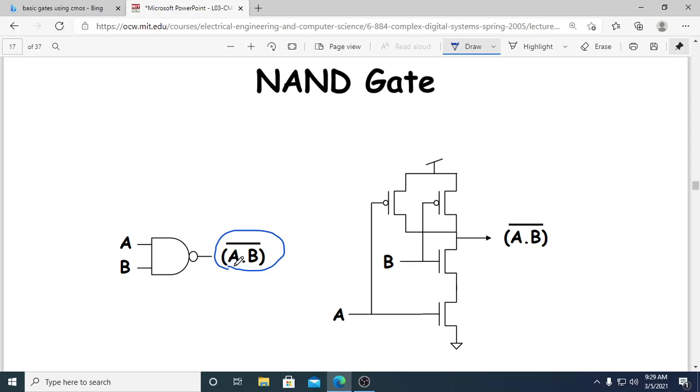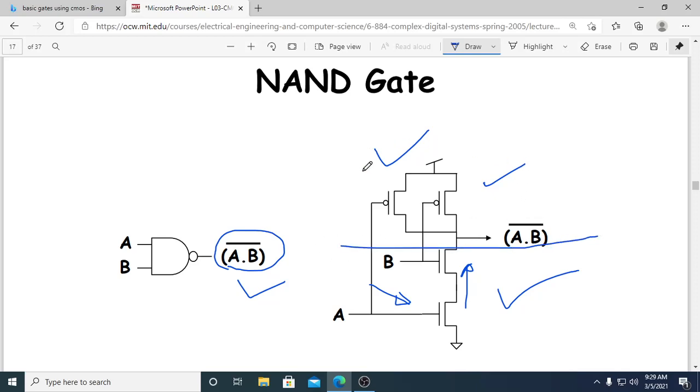If A and B is there, and you want to design this for NMOS, then make it in series. Either you have to remember for this, or you have to remember for the PMOS. This is my pull up, and this is my pull down. Remember, these two are different parts.